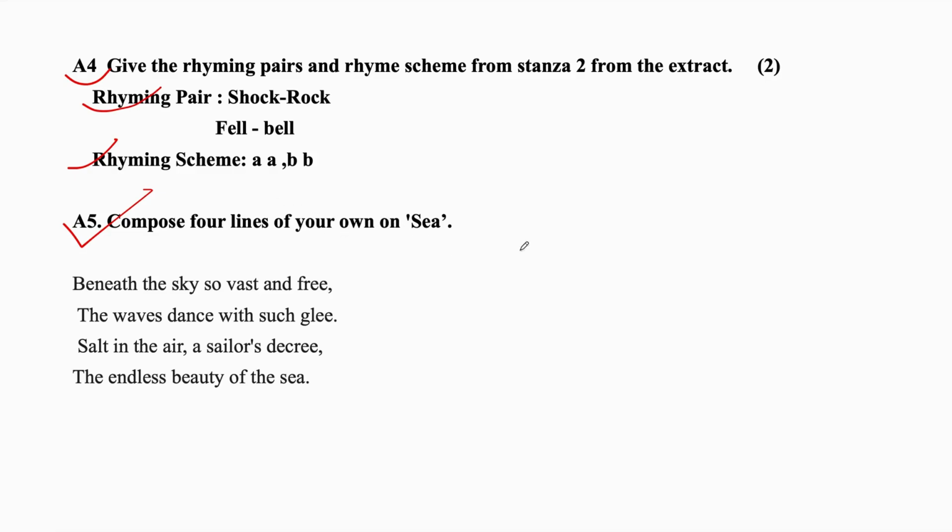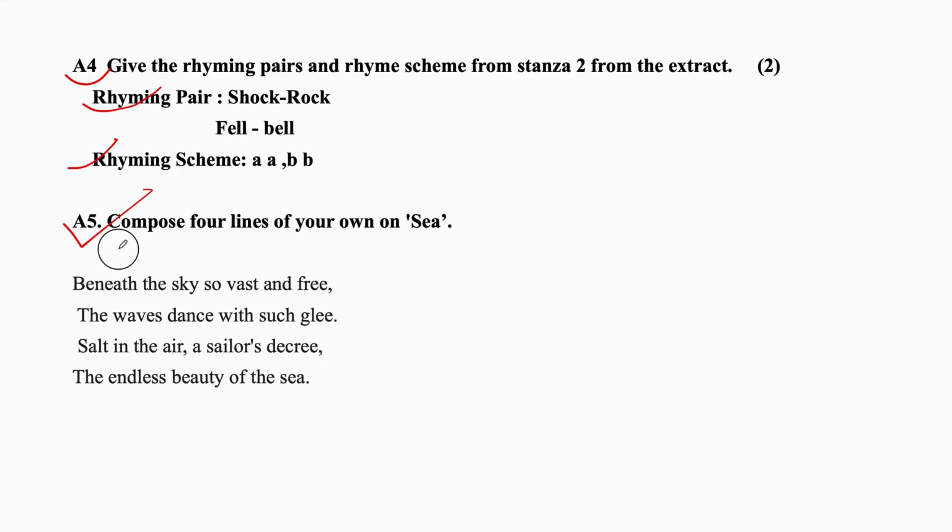Compose 4 lines of your own on C. Now see, this is again a very simple and scoring question for you to answer. A5, simple, you need to write your own 4 lines on C. So what I would suggest is just try to write using rhyming words. Okay, because this is a poetry section. So whatever questions are being asked, they are expecting you all to write a small poem.